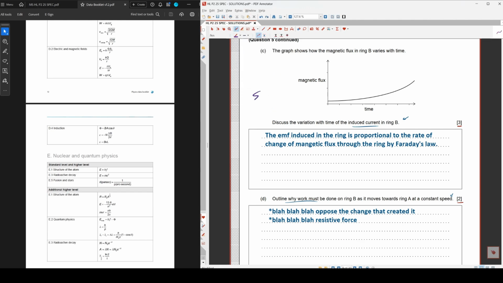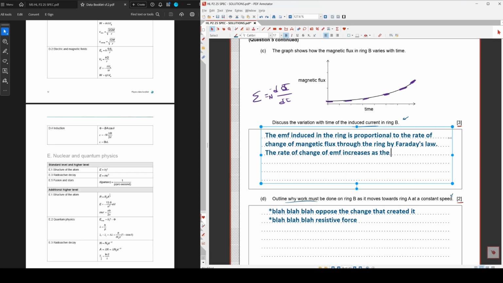EMF is, if you like, really the time derivative of flux. So I'm thinking about the tangent line, right? The slope of the tangent line. And so that is the EMF, multiplied by number of loops or whatever. But EMF is the slope of this tangent line. So be picturing the slope of the tangent line. Be thinking about the gradient when you talk about this stuff. And I know the rule for Faraday's law is that this steepness is the EMF. So I can say the EMF increases as the graph gets steeper.